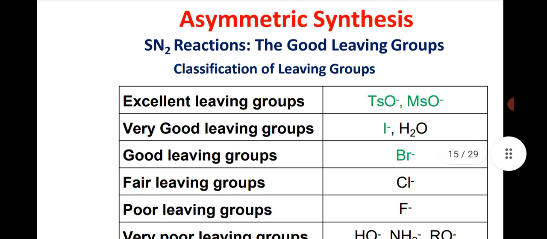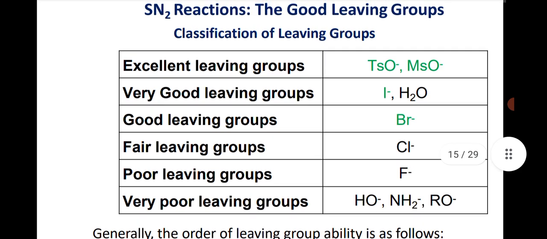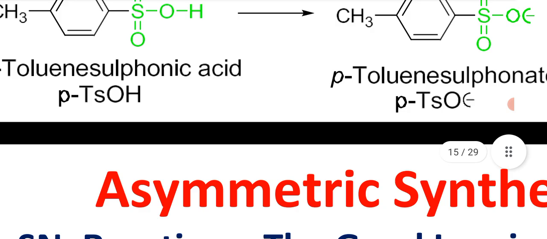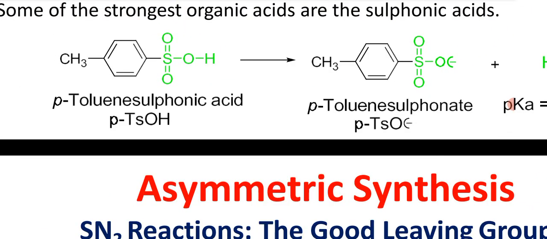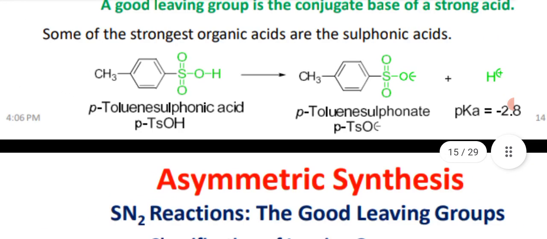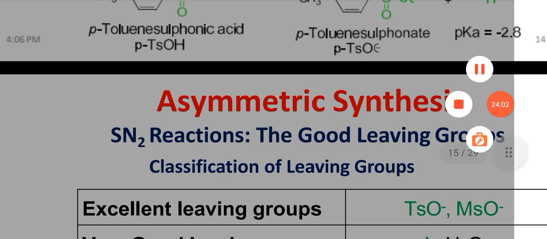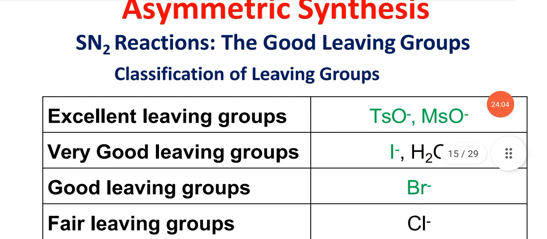Here we have the classification of the leaving groups. The excellent leaving group is TsO negative, that is p-toluene sulfonate. Okay, why is it a better leaving group?